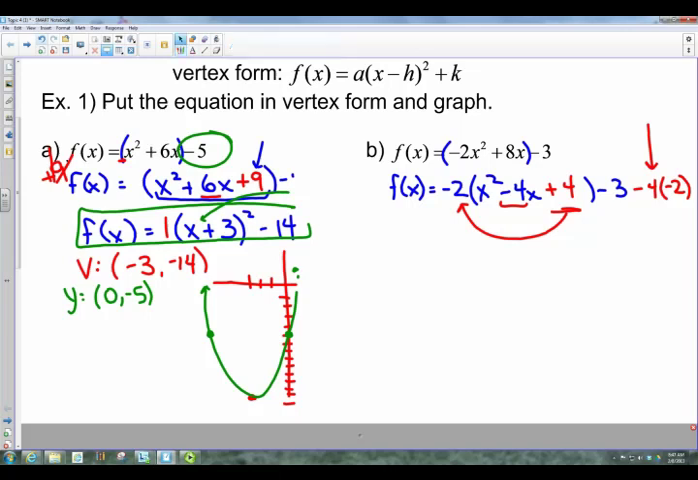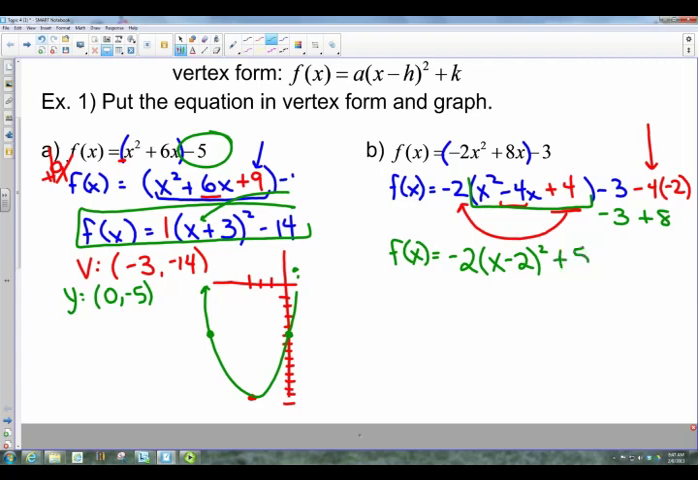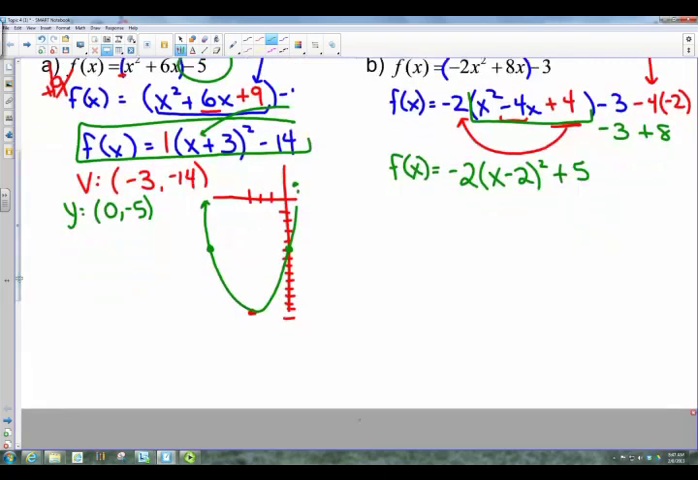So careful on that. Now factoring this down, you get f of x equals -2. That set of parentheses there factored gives you an x minus 2 squared. And then on the far left, I've got a -3 from here. I've got the +8 from there. So combining that down gives me a +5. That is now in factored form. Okay, so we're going to take this, and now we can graph it.